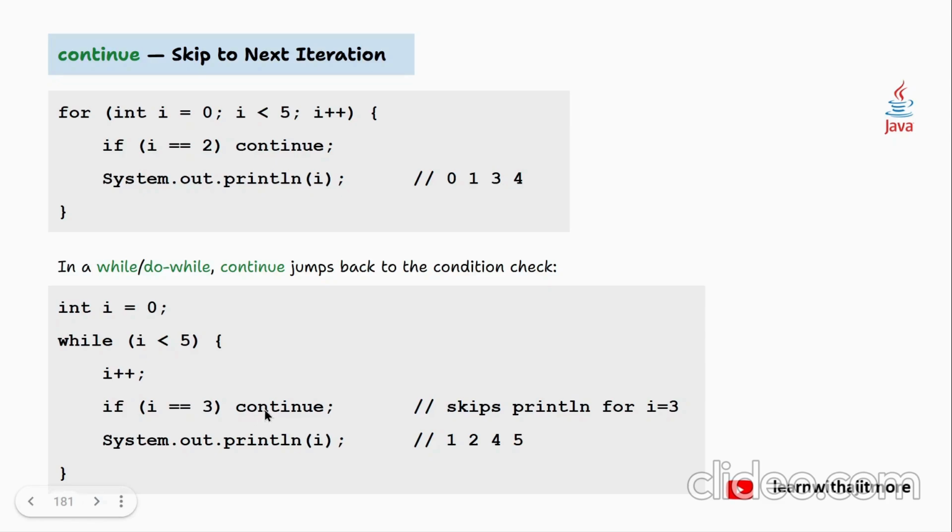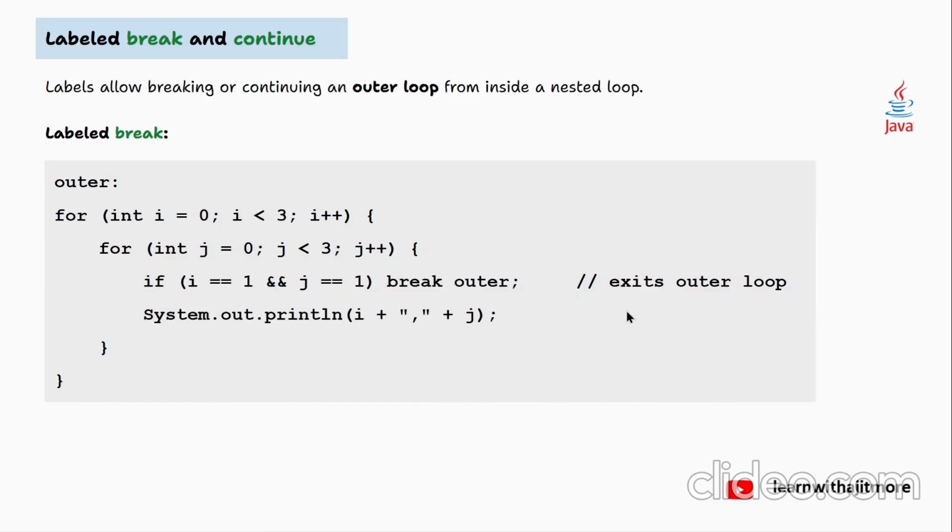जब 3 था तब उसने वो printing skip किया. But the point of this example is that in a while loop, if you are using continue, it comes back to the condition checking. Whereas in a for loop, if you are using continue, it comes to the increment or decrement part. इतना ही फर्क है. ठीक है?